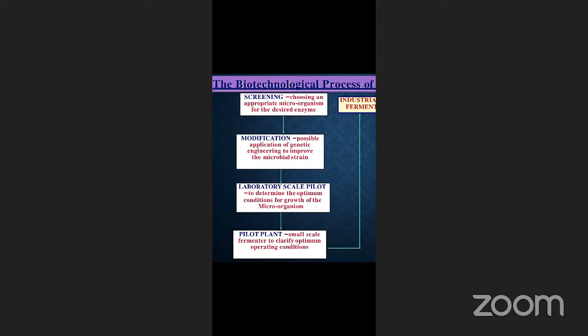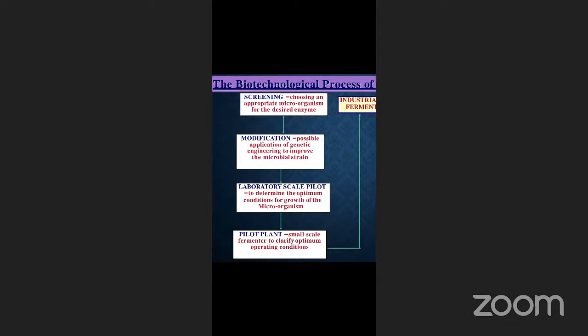Then modification. There is possible application of genetic engineering to improve the microbial strain. In the first class we discussed cloning and all these things. If we want to produce a larger amount, we can go for such cloning by specifically isolating a gene and inserting it into rDNA, recombinant DNA, using a plasmid or like that, and we can produce more copies or we can modify also.